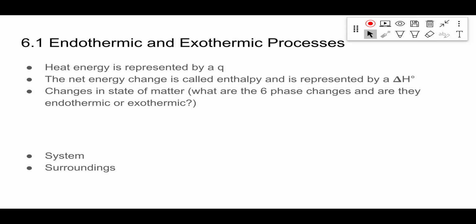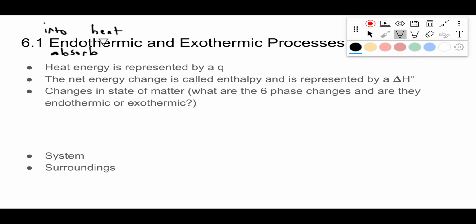So there are going to be some new terms. We have endothermic and exothermic processes. When we're talking about the prefix endo, it means into, and therm means heat. So for endothermic, we are going to absorb heat. For exothermic, exo means out of, and again, therm means heat. So for these, we are going to release heat.